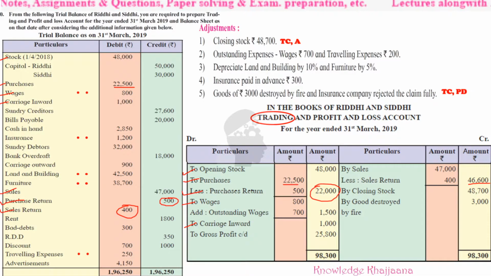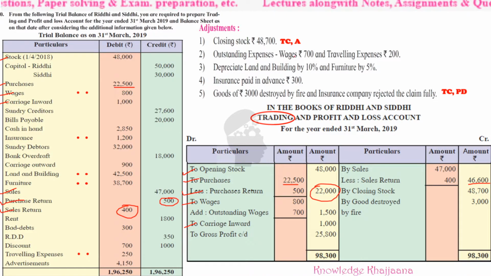Now there is one adjustment regarding wages. But we are closing the trading account now, so we'll record its adjustment regarding the trading account. So what is the adjustment regarding wages? Let's move. That is adjustment number 2.